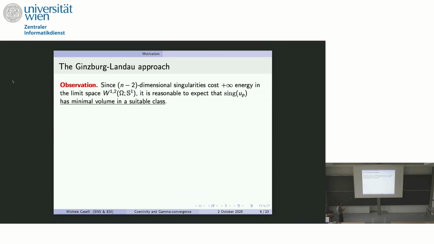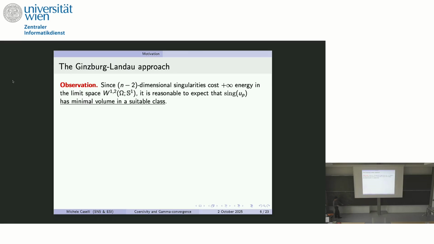Okay, so first, an observation. Singularities of codimension 2, so n minus 2 dimensional singularities of this type, a curve in R3, cost infinite energy in the limit space, in the limit problem. So it is reasonable to expect that the singular set of U will try to be as minimal as possible in a suitable class, right? Even if I renormalize the energy, still these singularities cost an order of magnitude more than how much the map pays outside.